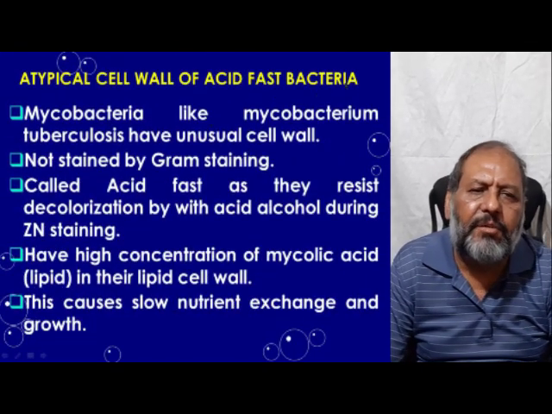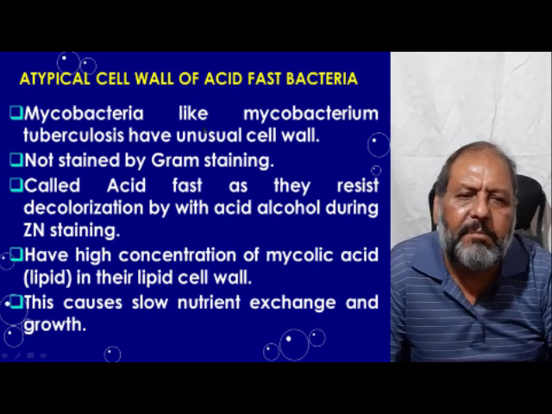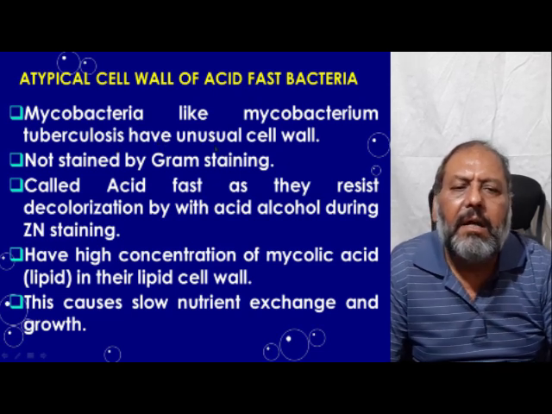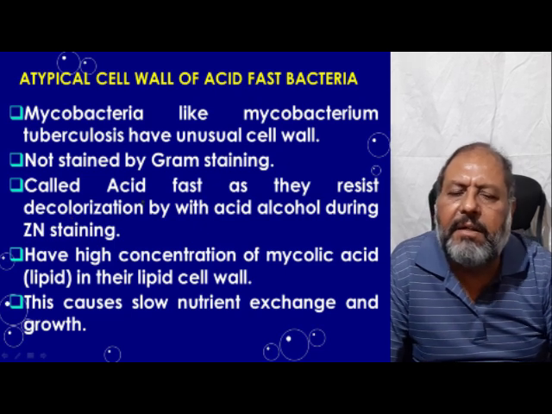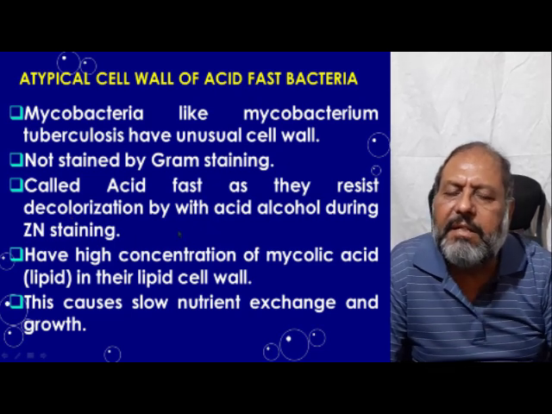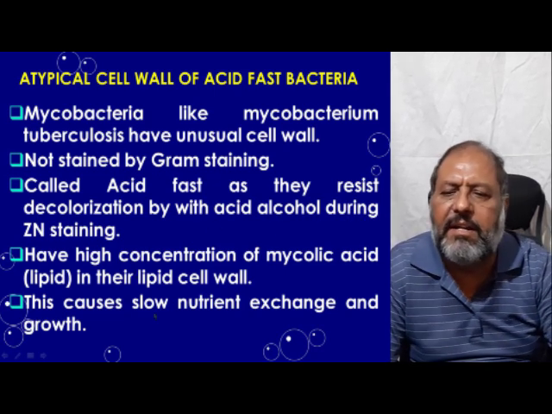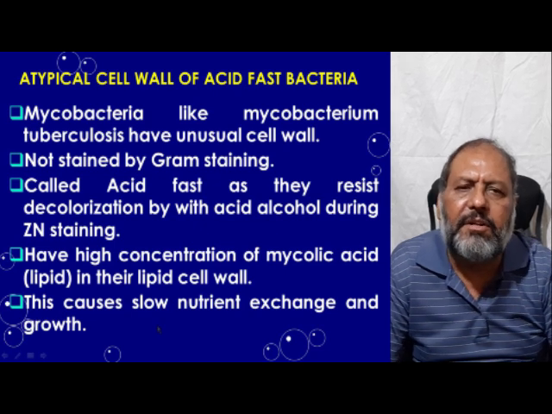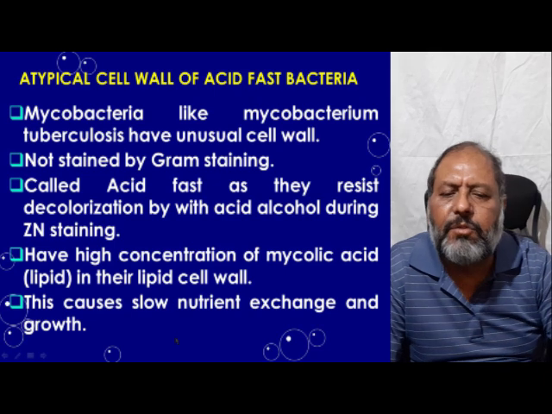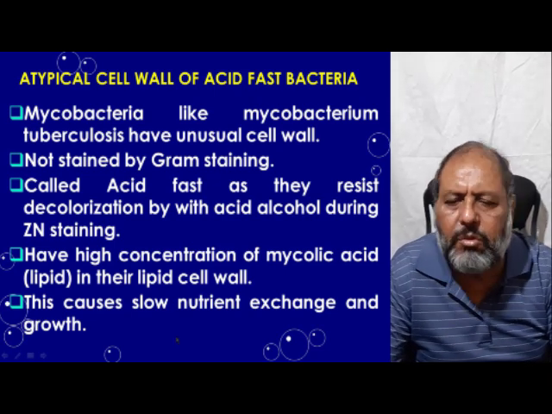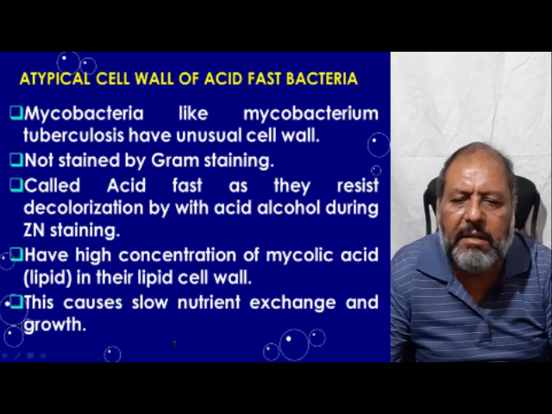Atypical cell wall of the acid-fast bacteria. Some bacteria do not contain peptidoglycan. Mycobacterium, like Mycobacterium tuberculosis, have an unusual cell wall, and it is not stained by the Gram staining. This is called acid-fast, as they resist decolorization with acid alcohol during the ZN staining. They have a high concentration of mycolic acid lipid in their cell wall. This causes slow nutrient exchange and slow growth of these bacteria because of their high lipid cell wall content.